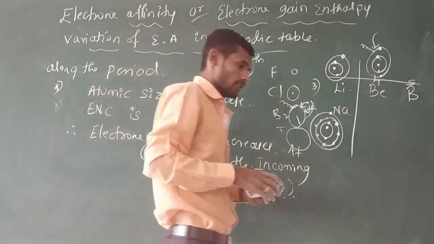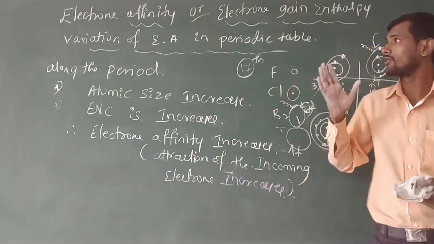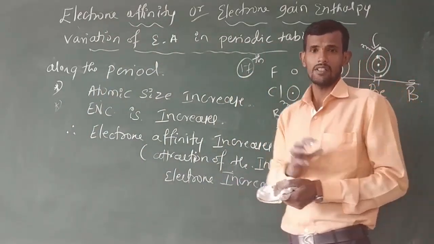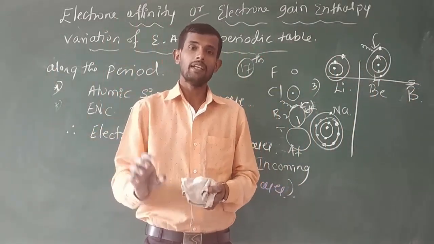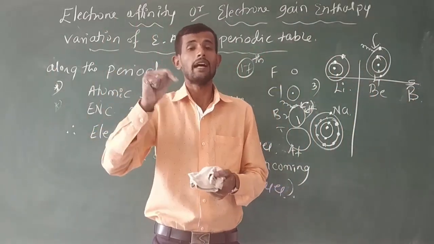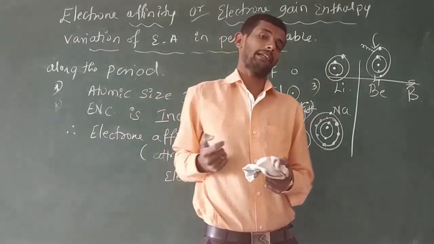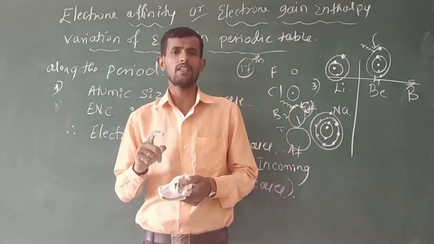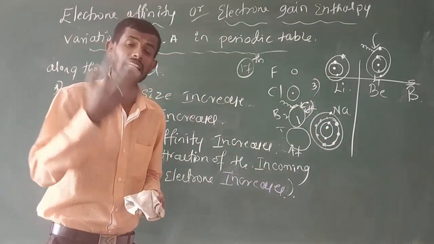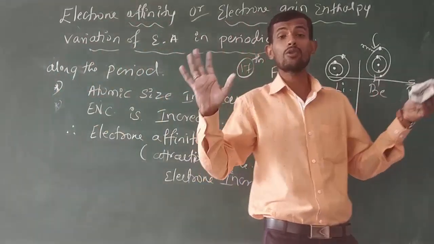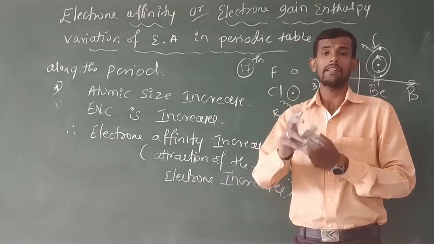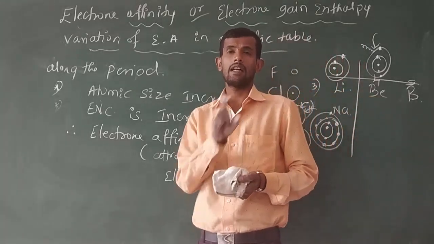Students, remember, a 3 marks question on the electron affinity concept is: what is electron affinity or electron gain enthalpy, and how does it vary down the group and along the period? Your answer is the definition first. It is the amount of energy released when an electron is added to the outermost shell of an isolated gaseous atom.